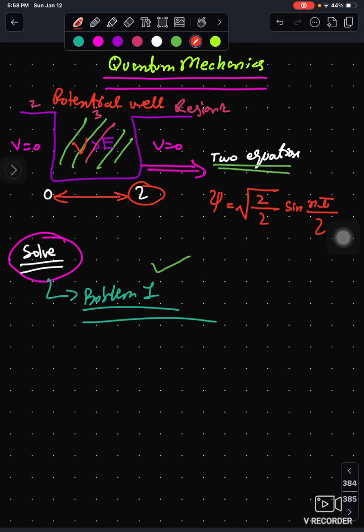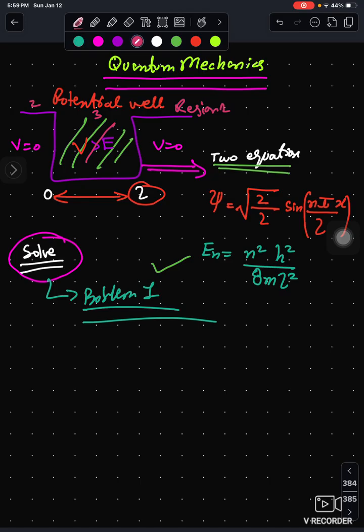The second equation, and it's one of my favorite ones, is the expected energy, which is E equals n squared h squared over 8 m L squared.